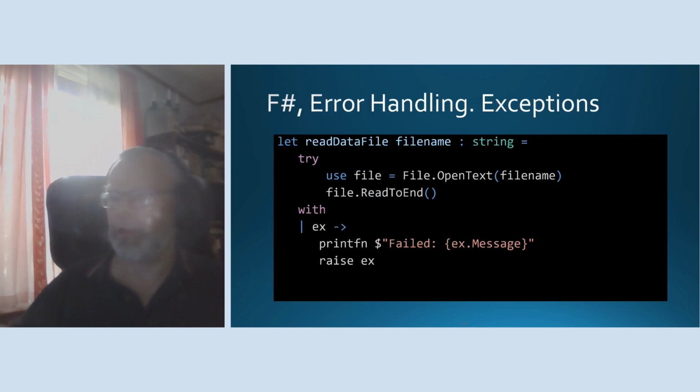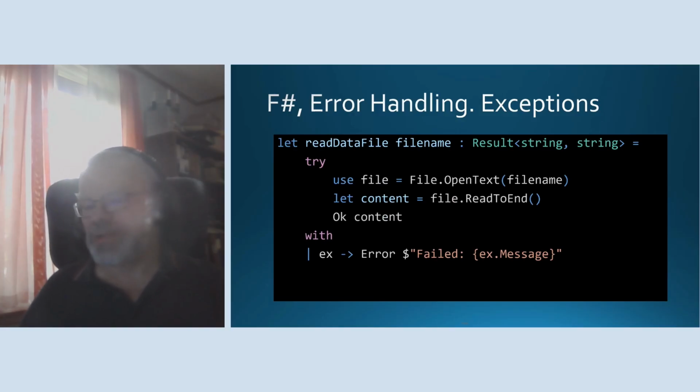Right? In F#, we need to handle exceptions. So a file open here could throw an exception, and the exception could be file not found or access denied or something else. We need to handle that. So we try, open the file, and if something failed, well, we print the error message, and we throw or raise the exception again for someone else to handle.